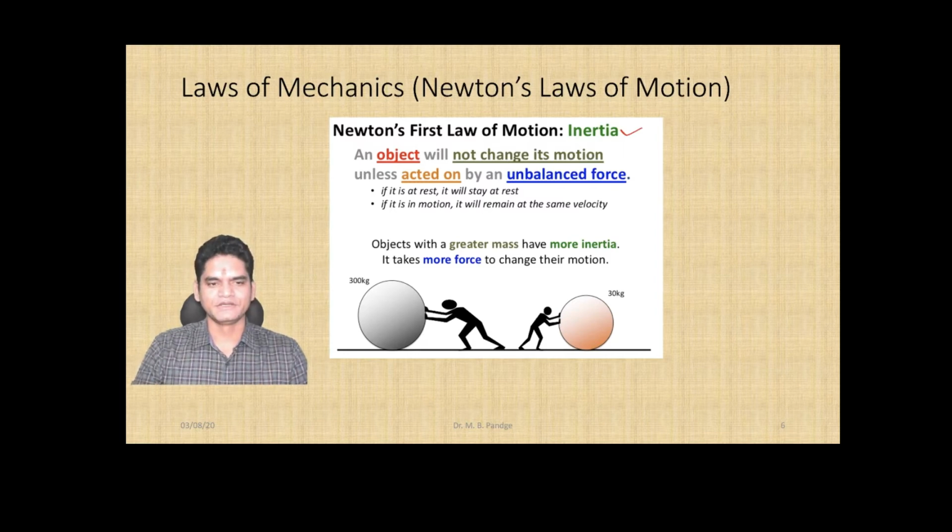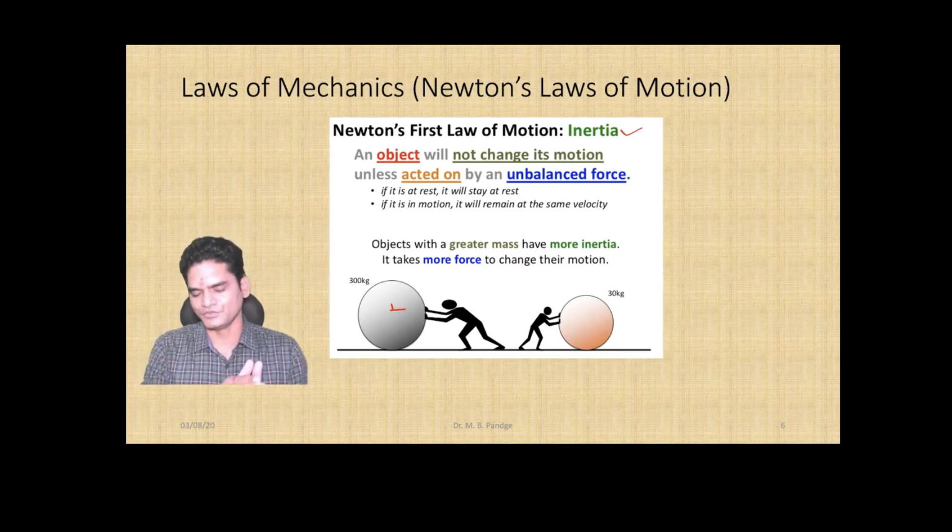What exactly is meant by Newton's first law of motion, or inertia? An object will not change its motion unless acted on by an unbalanced force. If it is at rest, the object will stay at rest. If it is in motion, it will remain at the same velocity, a constant velocity.